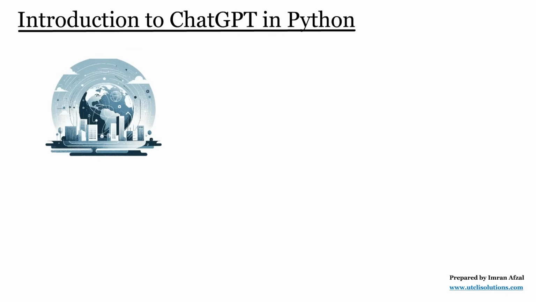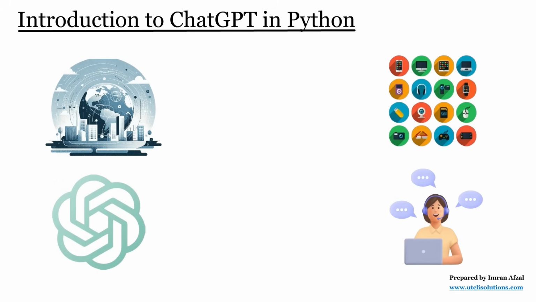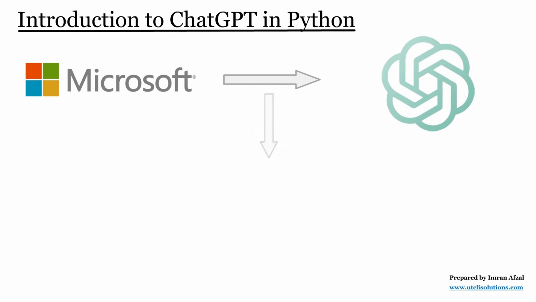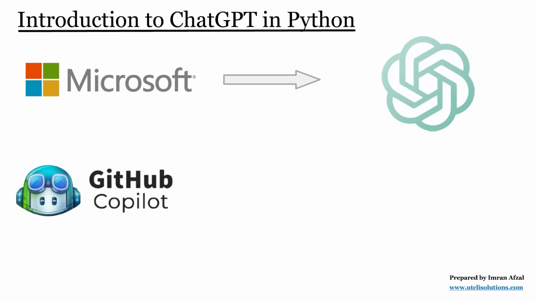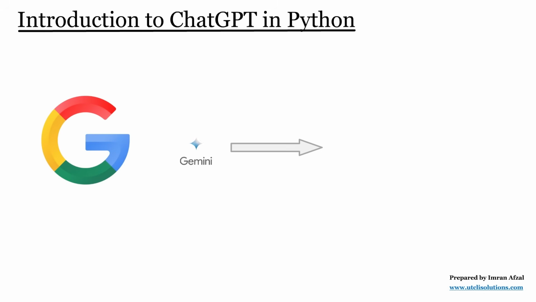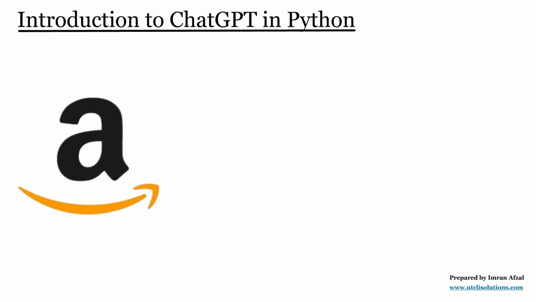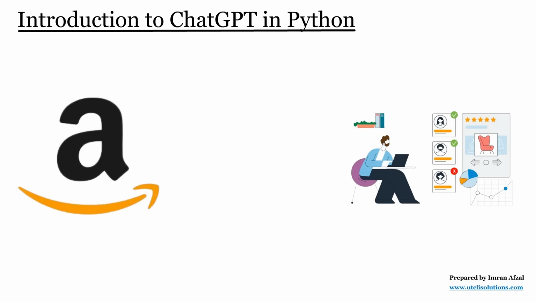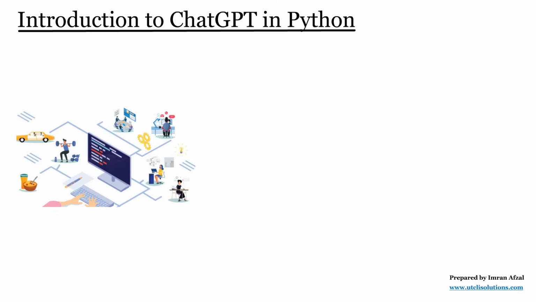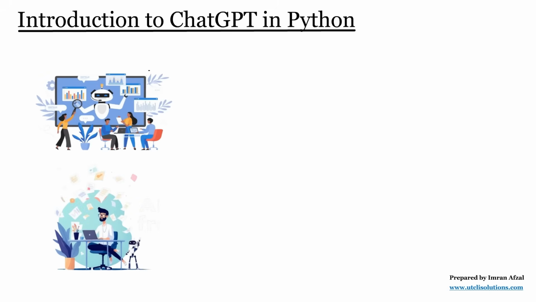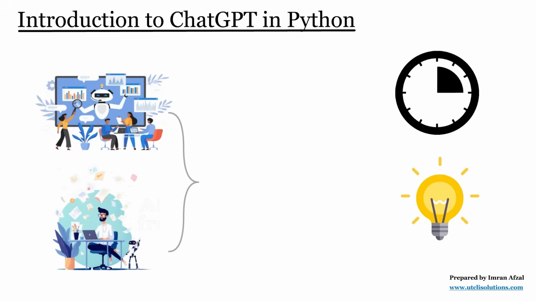Many big companies are already using AI tools like ChatGPT to improve their products and services in programming. Microsoft has integrated ChatGPT into tools like GitHub Copilot, which helps developers write code faster. Google is developing its own AI tools like Gemini AI, while Amazon is using AI to improve customer experiences and automate tasks. It's not just for large companies, but smaller businesses also use ChatGPT, especially startups and freelancers, to save time and bring new ideas to life.